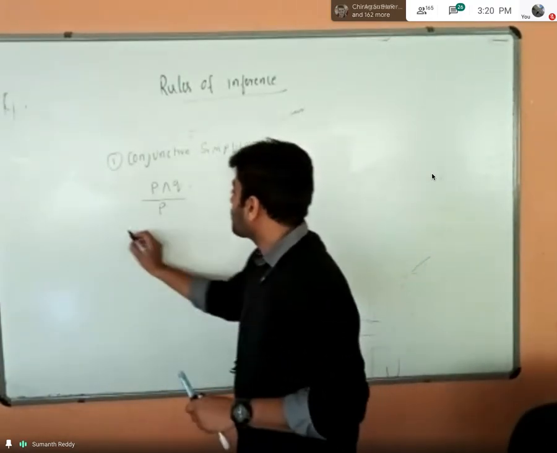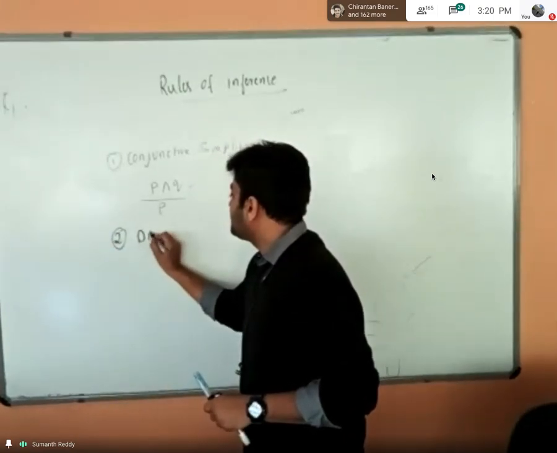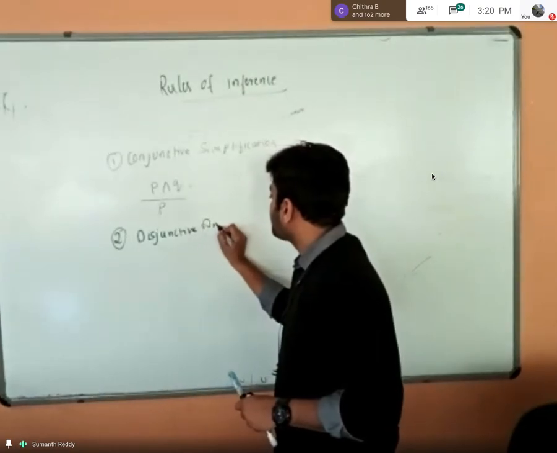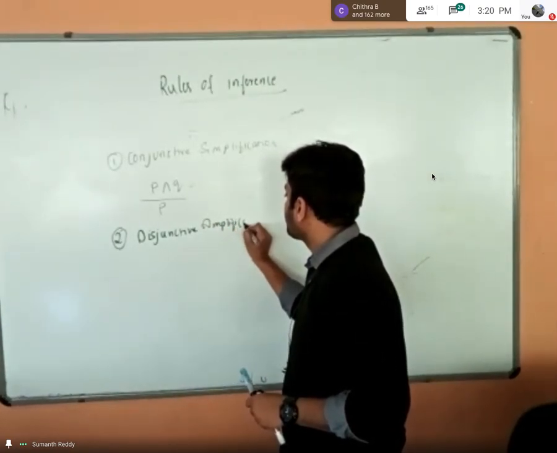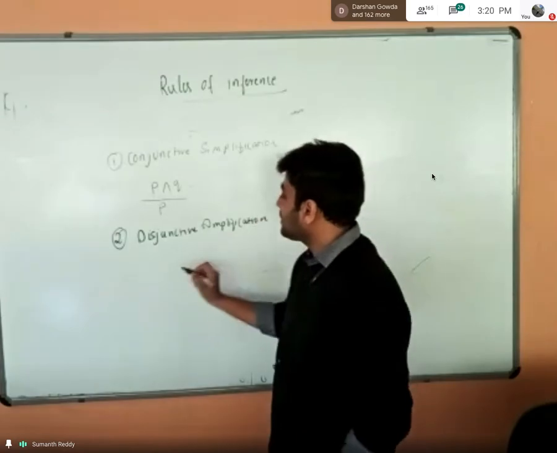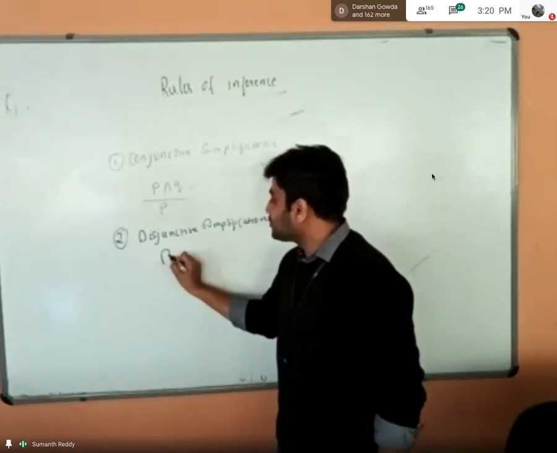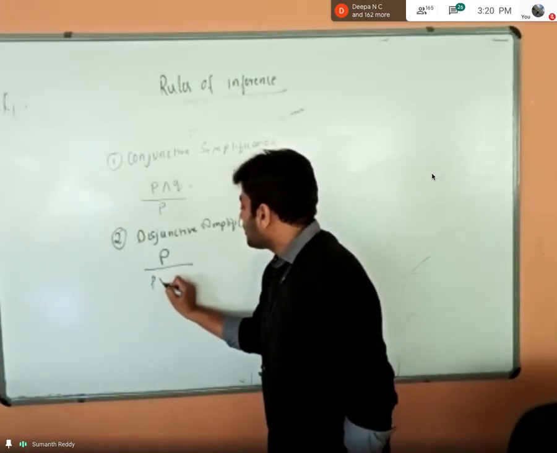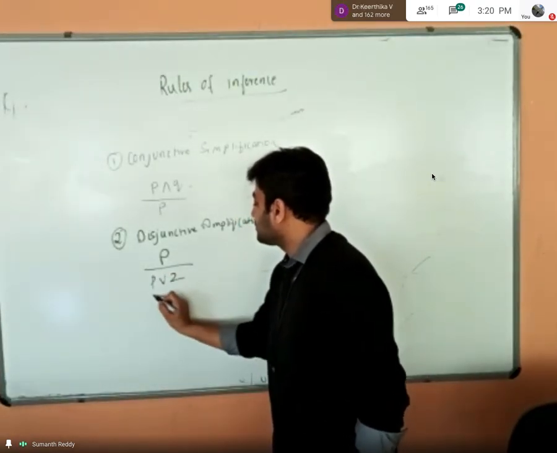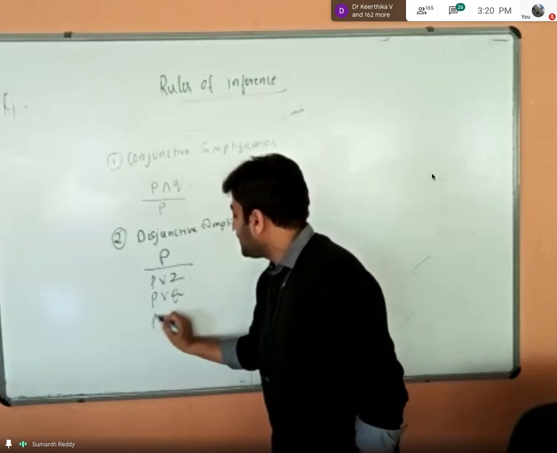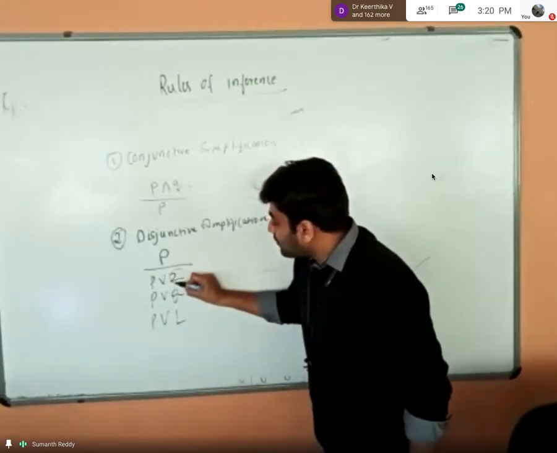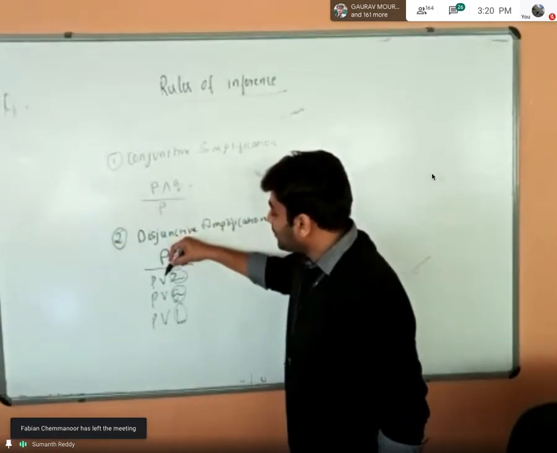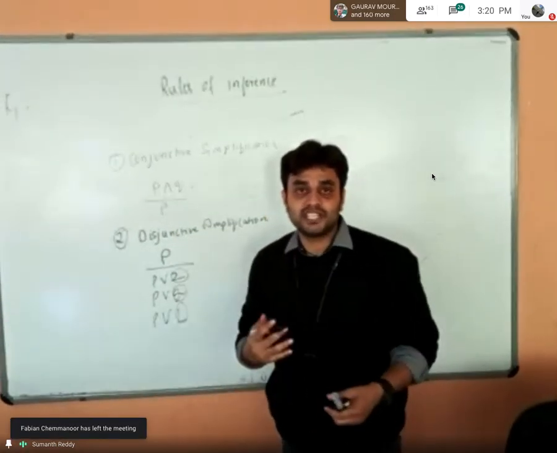So next we have one more rule, that is disjunctive amplification. This rule tells that, so I have given some proposition P is true. Now P or Z, or P or Q, P or L, irrespective of the value of Z, Q and L, if you know that P is true, if you perform the disjunction with any proposition, the result will be true only.